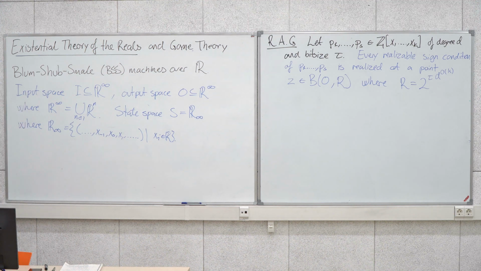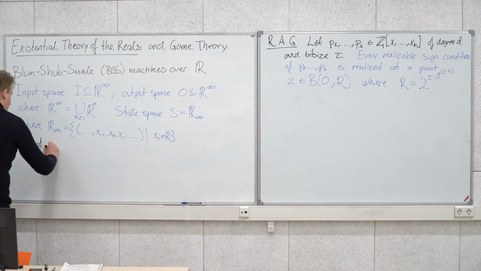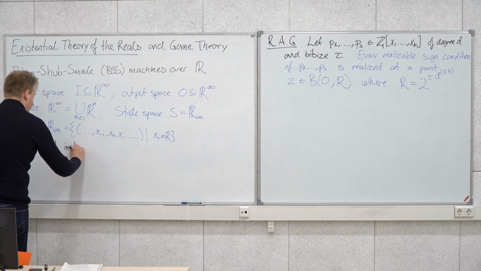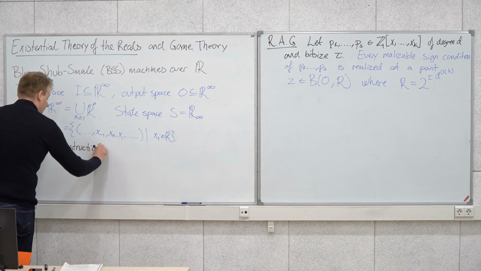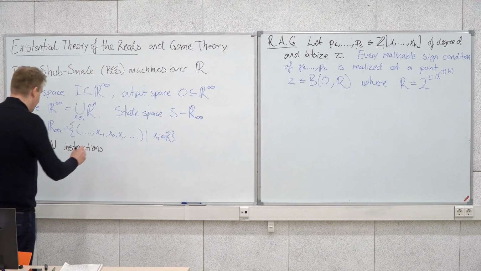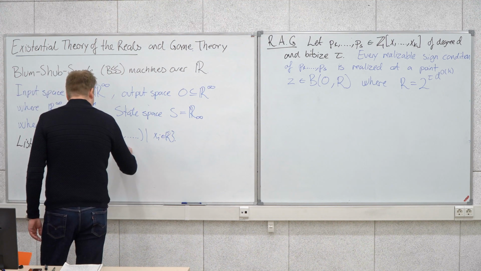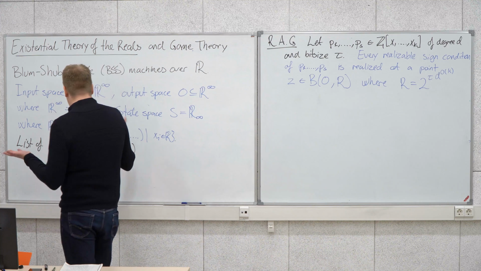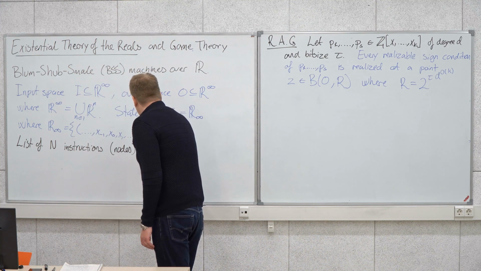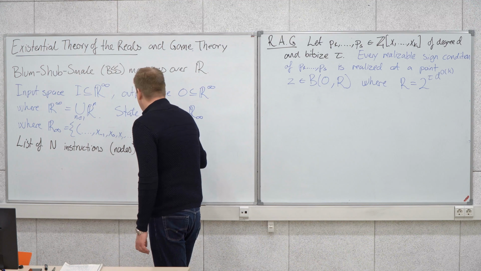Then we're going to have a bunch of different instructions. So what can you do in each step with such a machine? And I'll follow what Blum-Shub-Smale have in their textbook. So we have a list of N instructions, and this is specifying the program. And these are numbered in the textbook. They're called nodes, and maybe I'll say instructions. So we'll just number them from 1 to capital N.